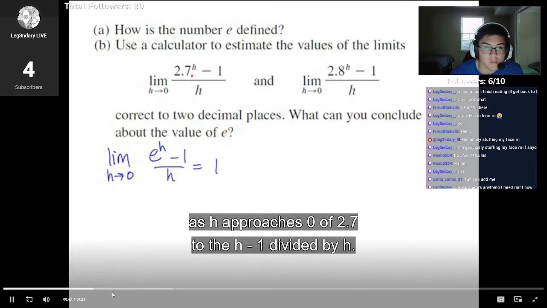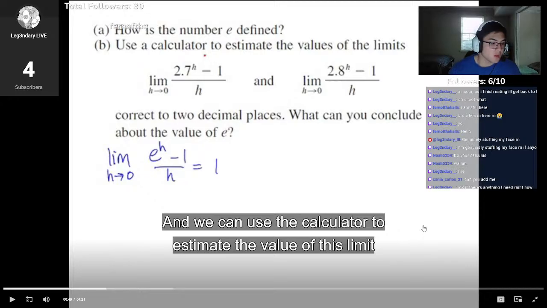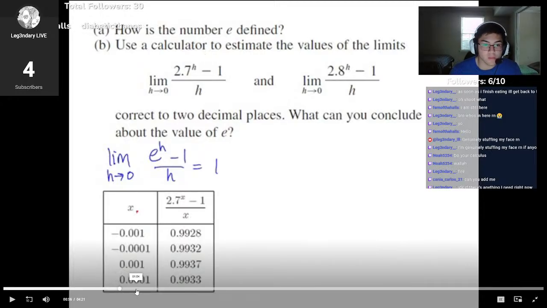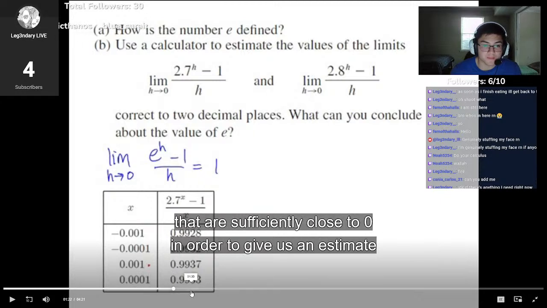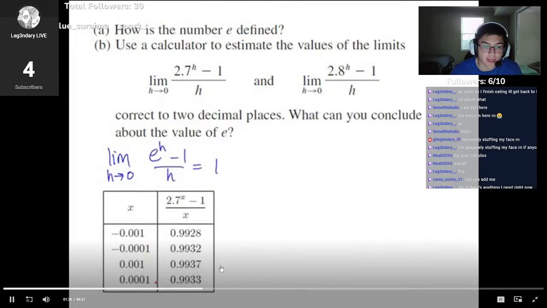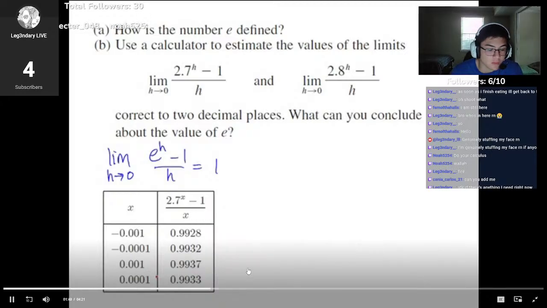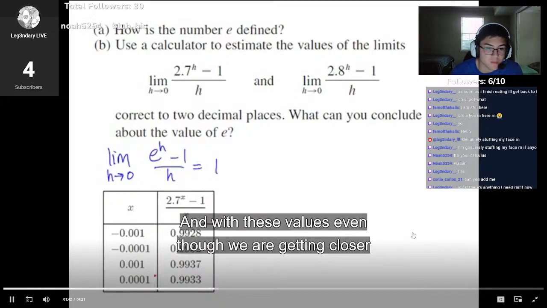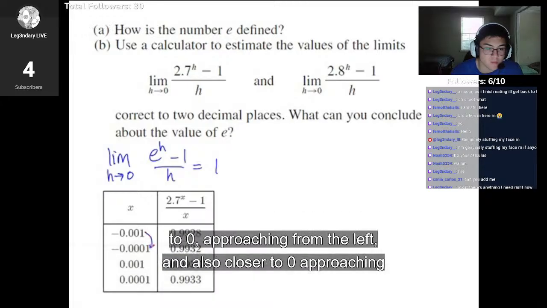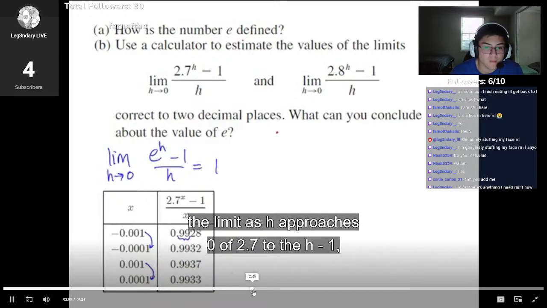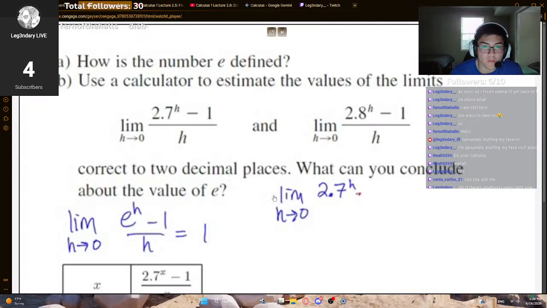That we are given e to the h, estimate. So 2 negative values and 2 positive values. And with these values, even though we are getting closer to 0 approaching from the left and also closer to 0 approaching from the right, estimate e to the h minus 1.